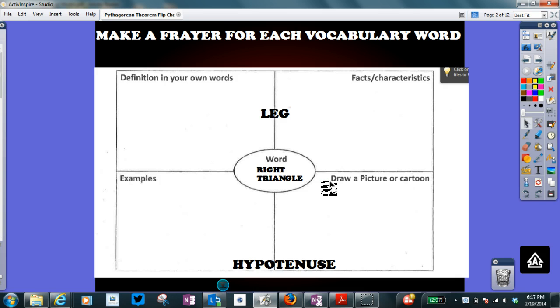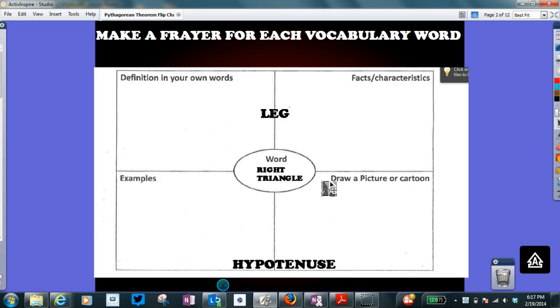The first thing you need to do, as I've given you an example here, you are going to create this Frayer. There's only 3 vocabulary words, but for example, take leg. We're talking about Pythagorean theorem, the leg of the triangle. You're going to come up with a definition in your own words. Don't give me what a textbook says or what Khan Academy says, but put it in your own words here. And then in this box, you're going to just list some facts and characteristics of what it is.